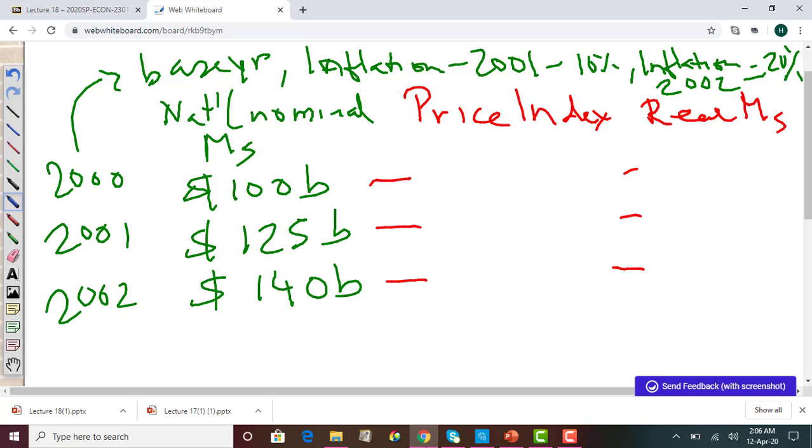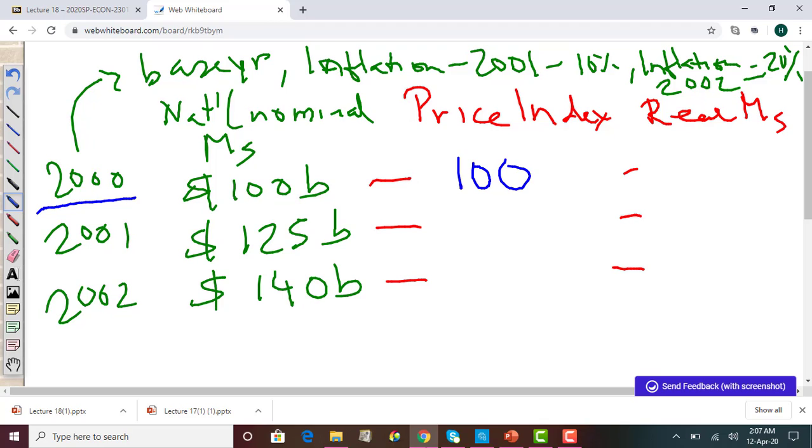Okay, here we know 2000 is the base year. If 2000 is the base year, we always know in the base year the price index is going to be 100. This is from our previous classes. In the base year, the price index will always be 100, meaning we are using that as the benchmark, so there's no increase or decrease in prices.